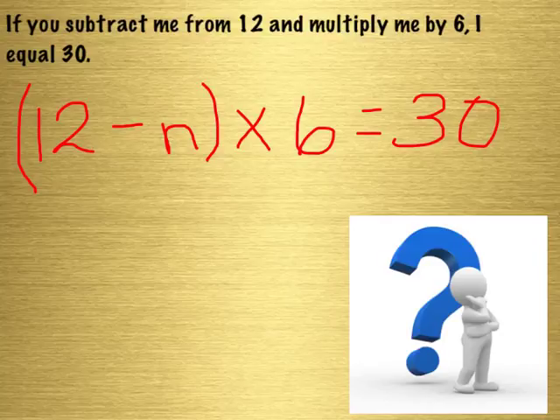So here's what your equation should have looked like. 12 take away n, times 6, equals 30. And again, I put 12 take away n in brackets just to show that I have to do that part first. And that's all there really is to writing expressions to match number clues. You just have to read it carefully, pick a letter to represent your variable, and then sub in the rest of the information.